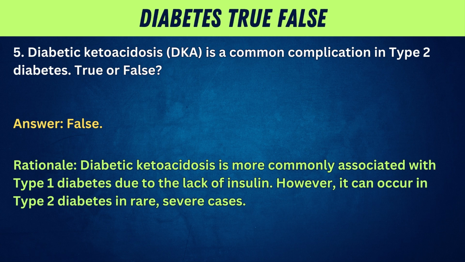5. Diabetic ketoacidosis, DKA, is a common complication in type 2 diabetes. True or false? Answer: false. Rationale: diabetic ketoacidosis is more commonly associated with type 1 diabetes due to the lack of insulin. However, it can occur in type 2 diabetes in rare, severe cases.